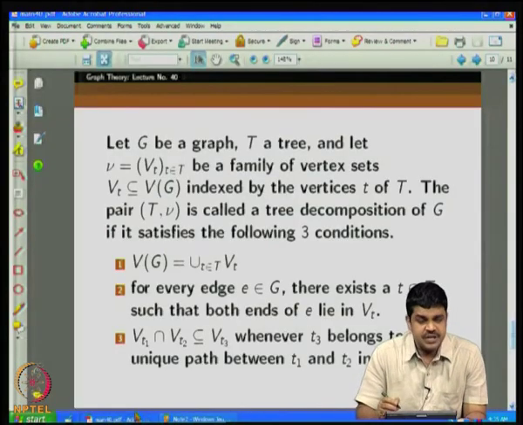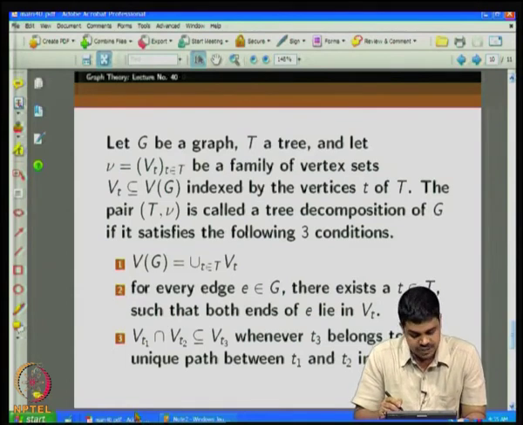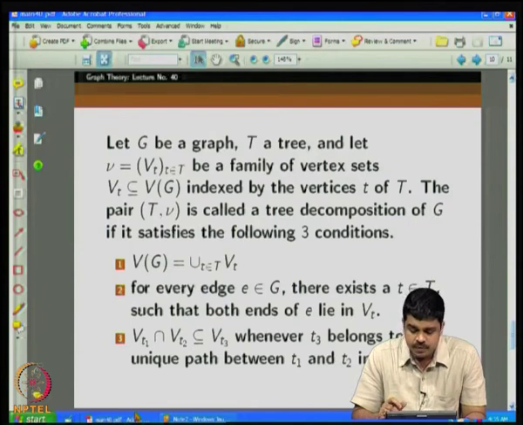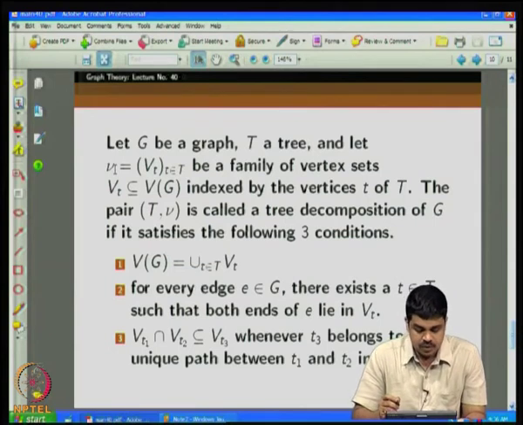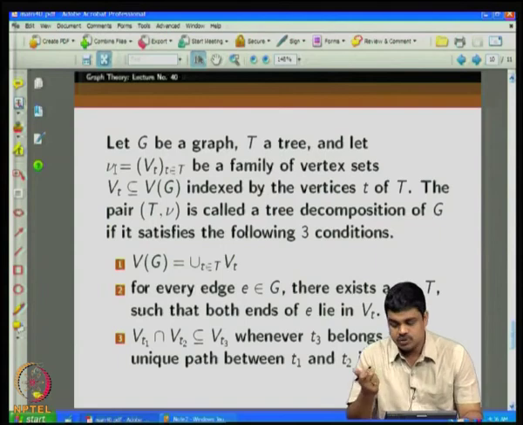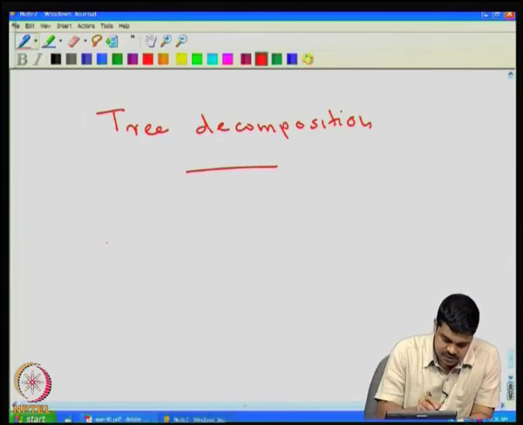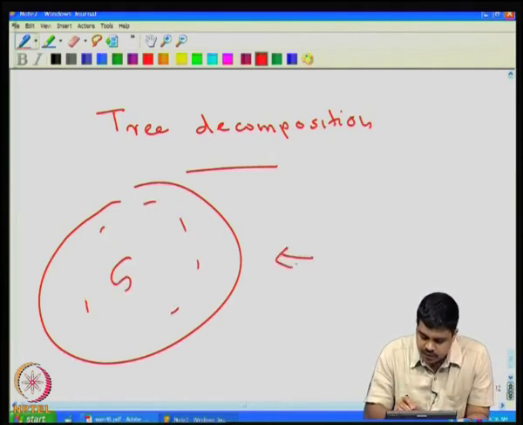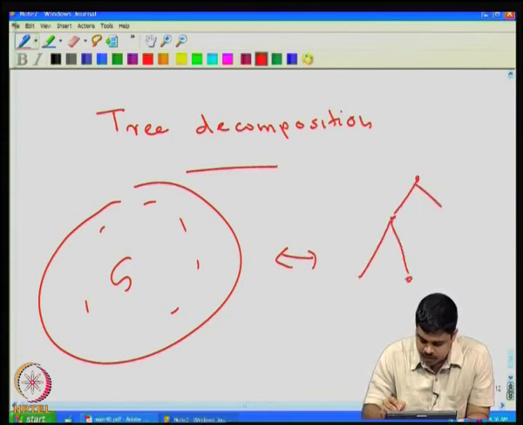So, what is a tree decomposition? Given a graph G, we are trying to visualize the graph as a tree in some sense. So, we want to collect several subsets of the vertex set of the graph. Let nu be a family of subsets of the graph, but the subsets are indexed by the vertices of a separate tree. I will draw, suppose this is the graph G. Now, corresponding to this, we will draw a tree, some tree.